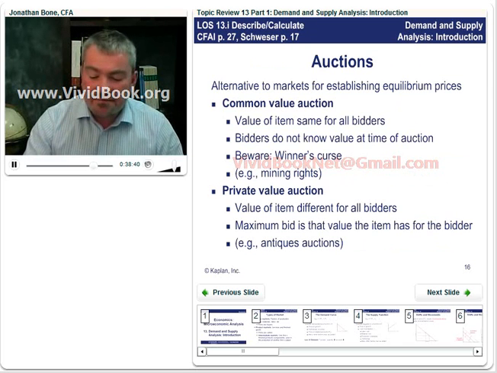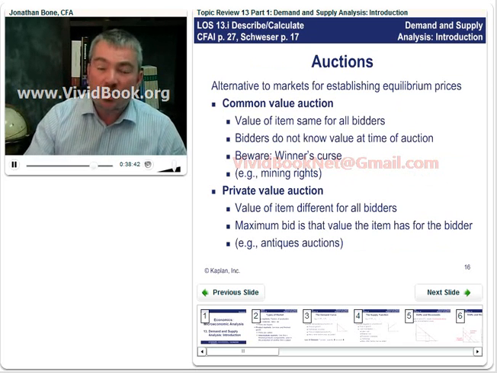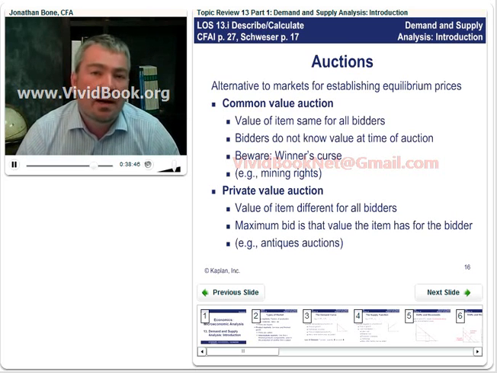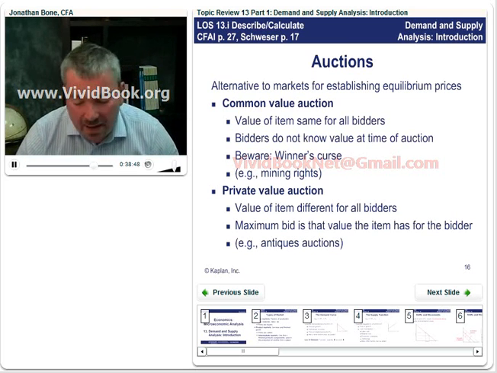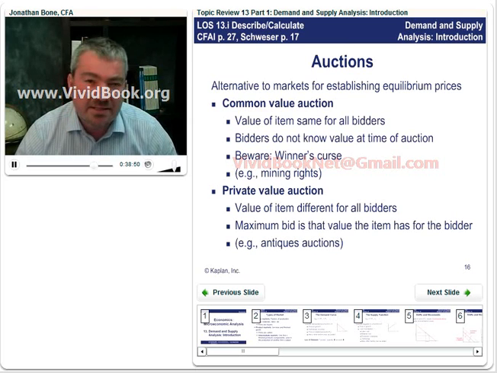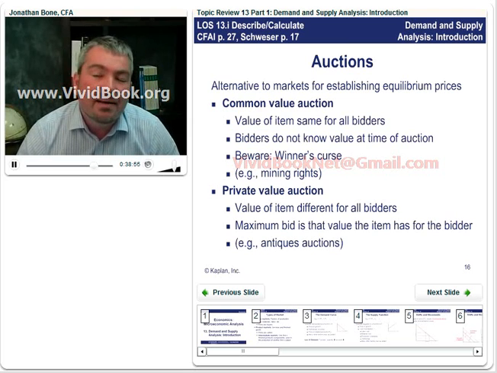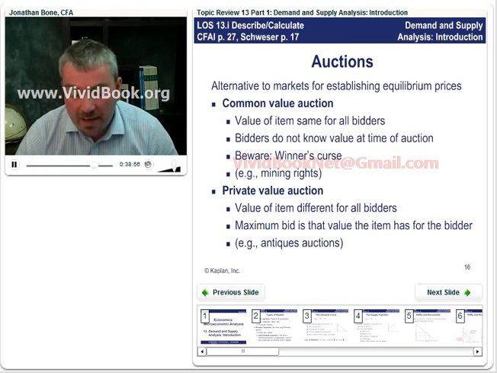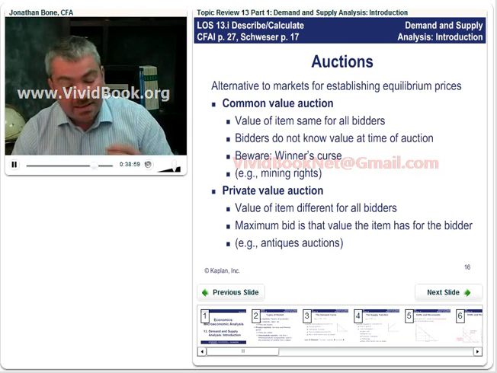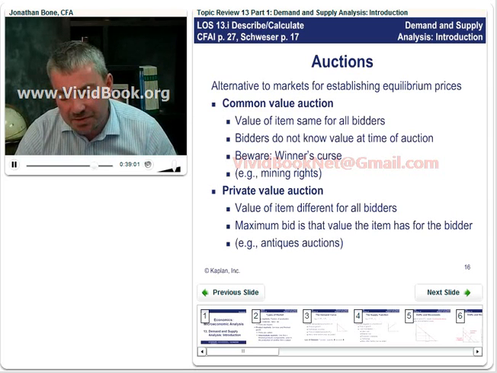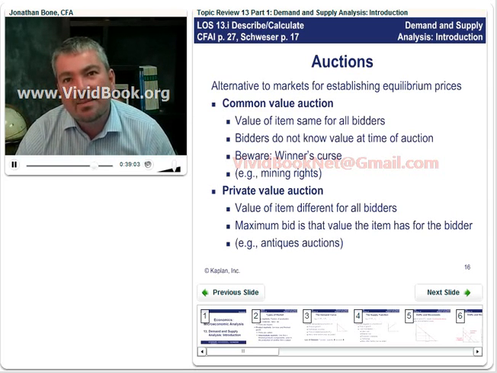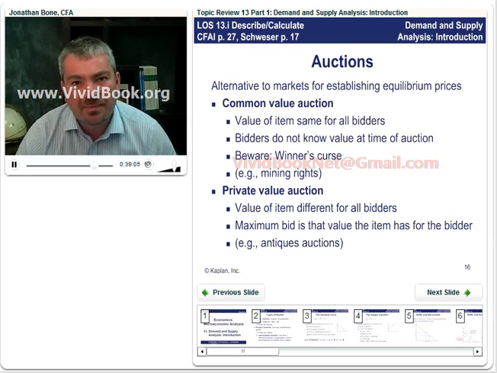Okay, now so far in our learning outcomes, we've seen the market mechanism as a way of establishing price or quantity. What we're now going to do is really turn our attention to other mechanisms for setting a price. And really, that's going to bring up auctions. Our LOS asks us here 2 things. Describe the types of auctions, and also to calculate the price that would win the auction.